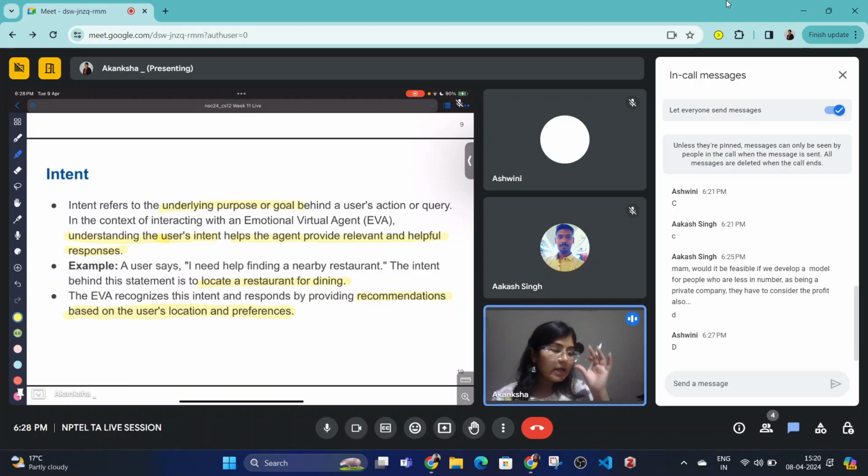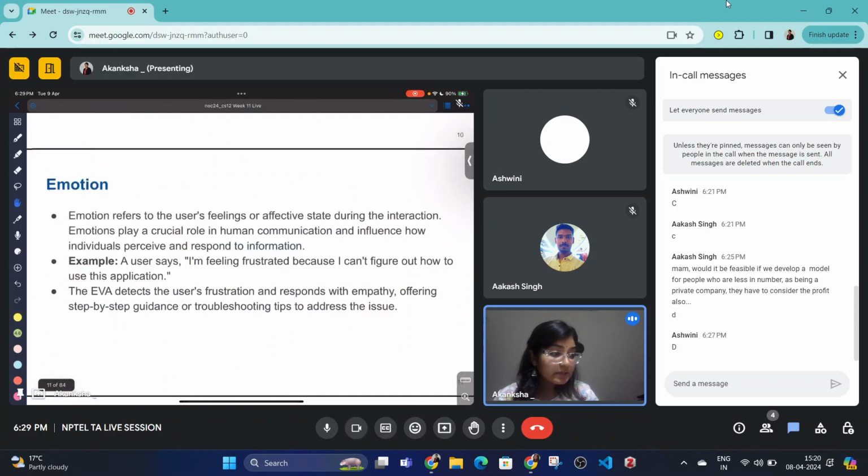So basically, the idea is that there is some kind of personalization here. It's not just that you will display a list of these restaurants, but you might include personal preferences, the user's location, and these kinds of factors, right? So intent is important. Then comes the emotion part.